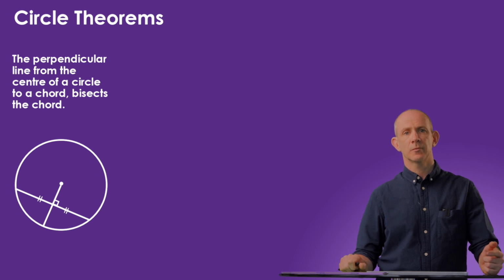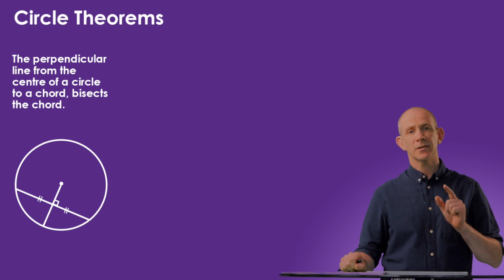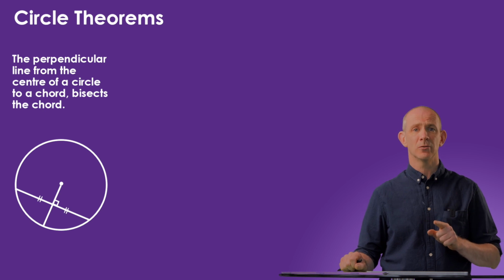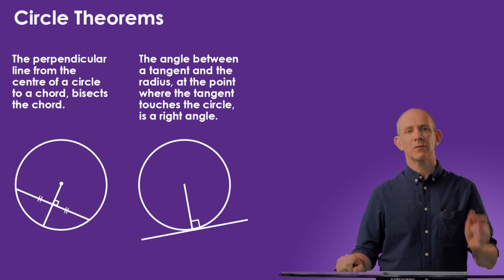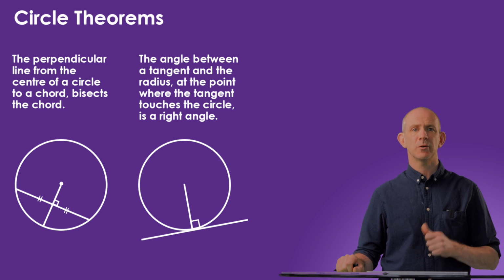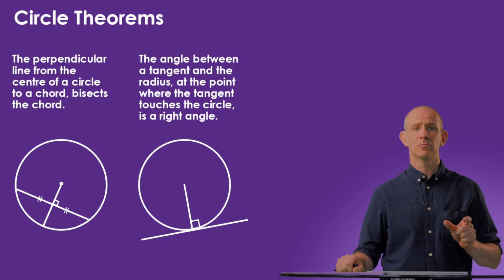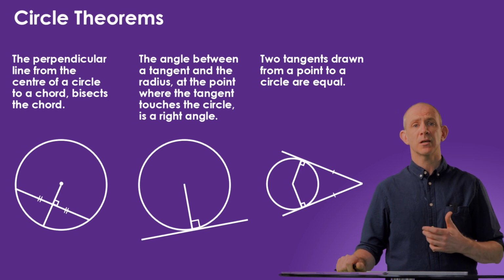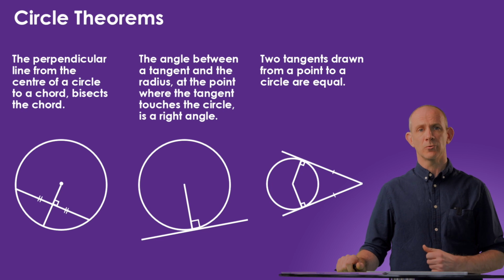In the next theorem, it's shown that the perpendicular line from the centre of a circle to a chord will bisect the chord. So if the chord crosses the radius at a right angle, the two sides of the chord will be equal. By extension, if that chord continued to the outside of the circle, then it follows that the angle between the tangent and the radius at the point where the tangent touches the circle is also going to be a right angle. If we extend this further, we can state that two tangents drawn from a point to a circle are going to be equal.